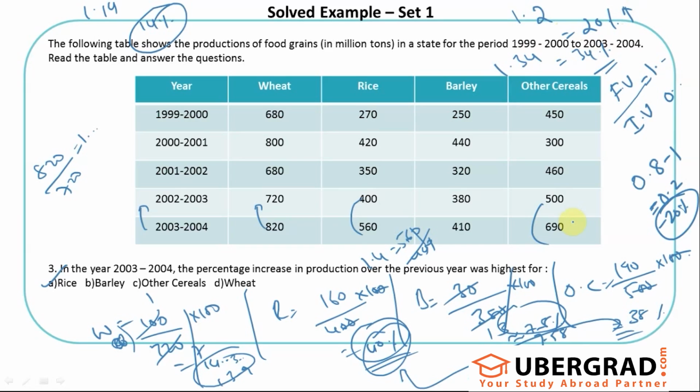But if you are not comfortable with it, don't worry, stick to the formula I've said: final minus initial by initial into 100. That will work. That's the basic one. This is slightly advanced, and it comes from the basic formula only, but if you are not clear with it, don't worry, stick to the basic.